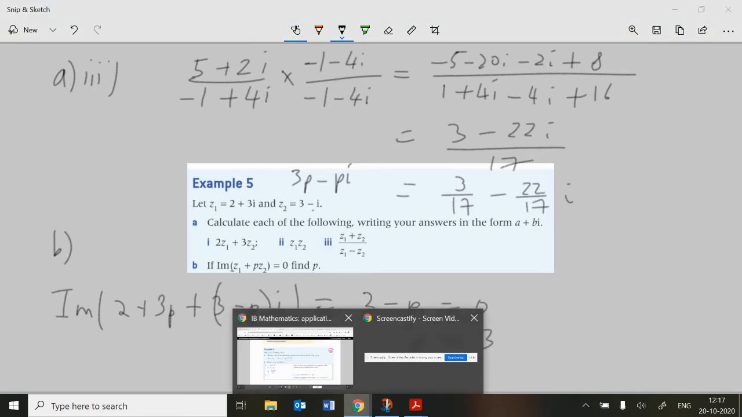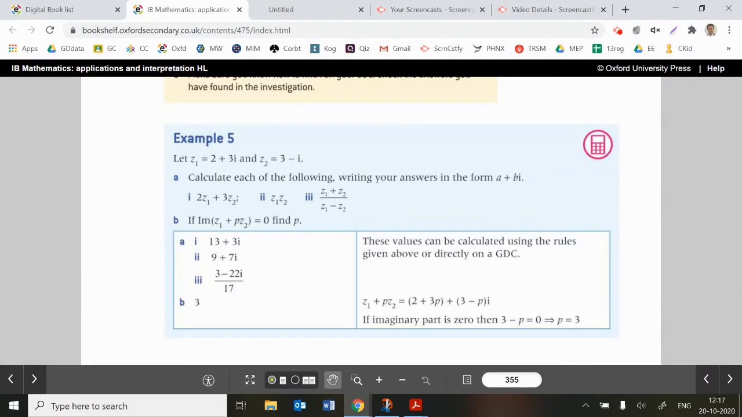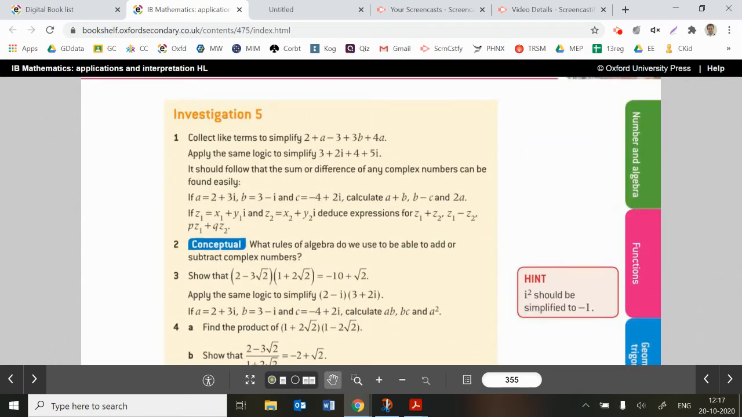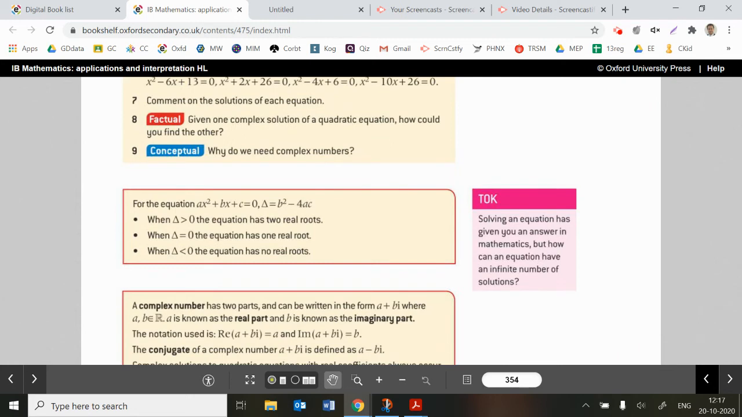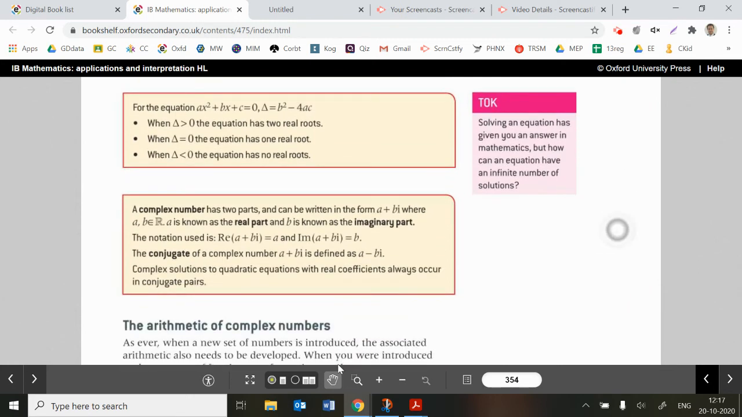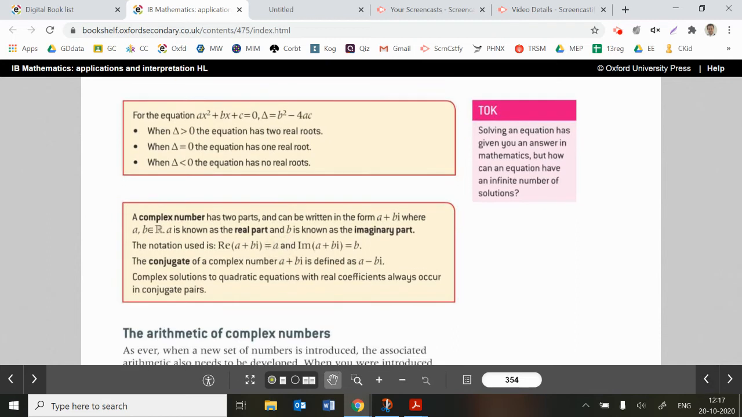Okay, let's just check again the working out in the book for that one. They've said here the imaginary part is 0, therefore 3 minus P is equal to 0, therefore P is equal to 3. Just checking through some of the definitions here. Yeah, so when it talks about the real part of a plus bi, it is equal to a, and the imaginary part of a plus bi is b. It's not bi, it's just the b. It's the coefficient of i.